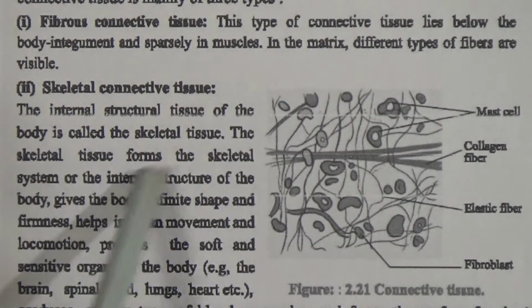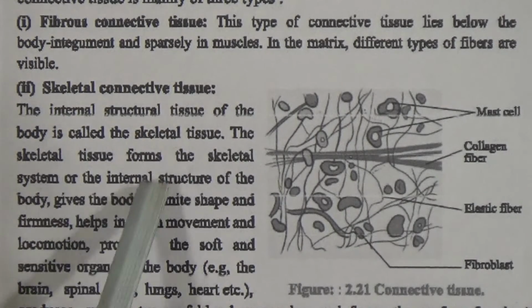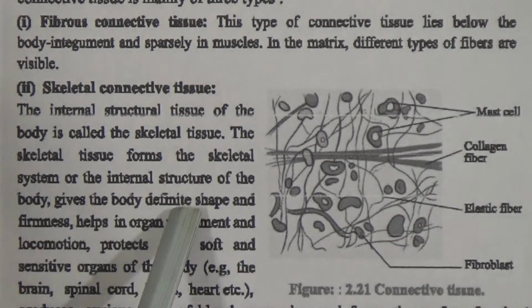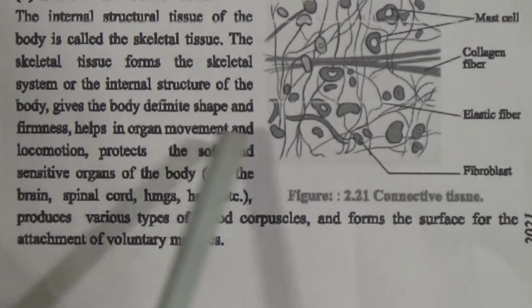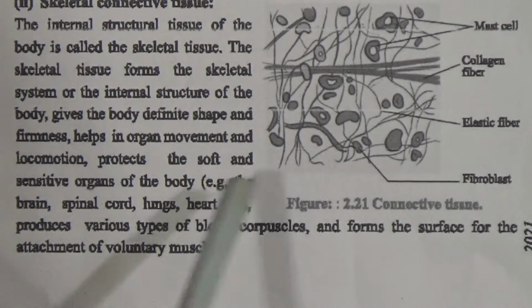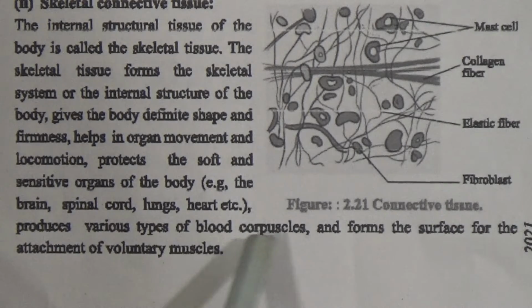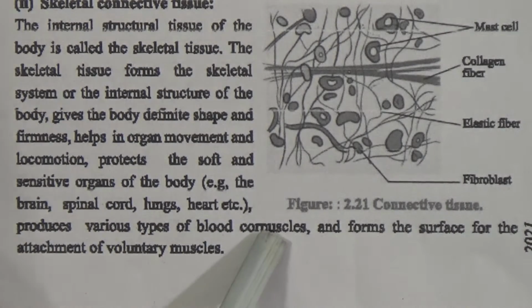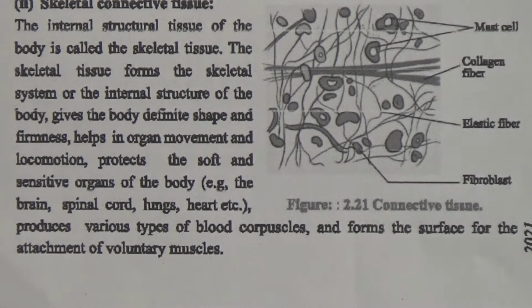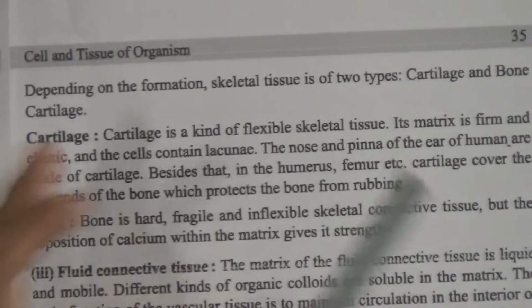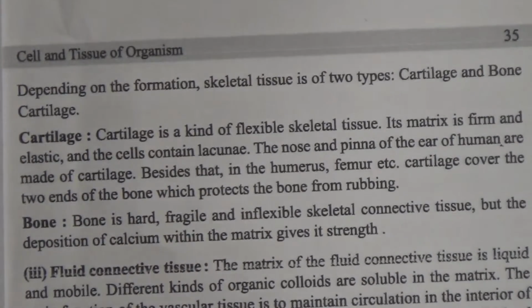The skeletal tissue forms the skeletal system or the internal structure of the body, gives the body definite shape and firmness, helps in organ movements and locomotion, protects the soft and sensitive organs of the body, the brain, spinal cord, lungs, heart, etc., produces various types of blood corpuscles and forms a surface for the attachment of the voluntary muscles. Now, cartilage. Depending on the formation, skeletal tissue is of two types, cartilage and bone. You can read this cartilage and bone and you can understand easily.